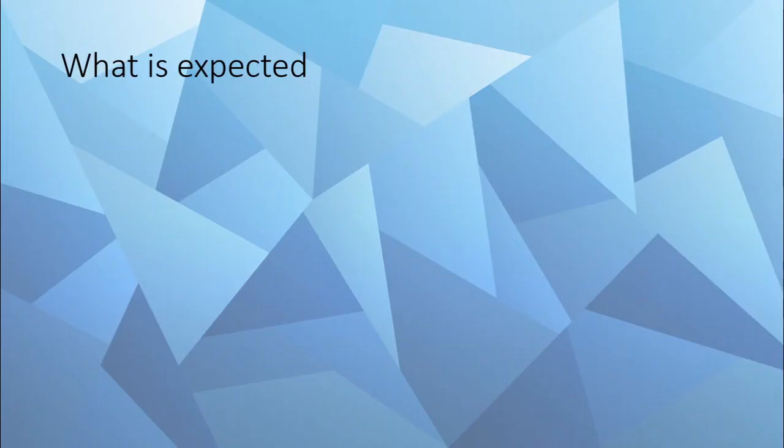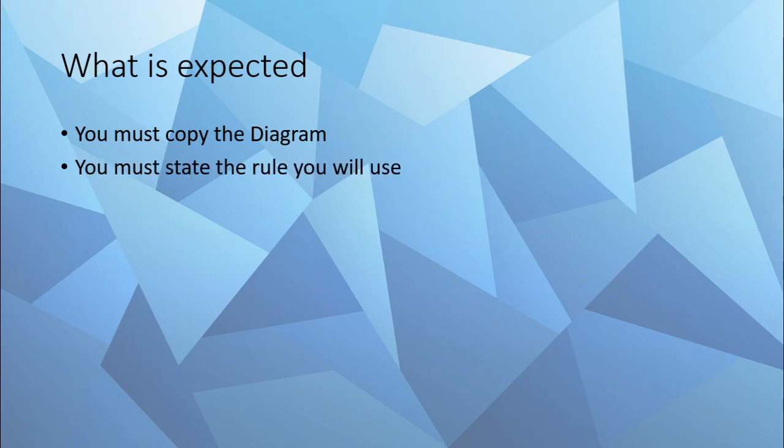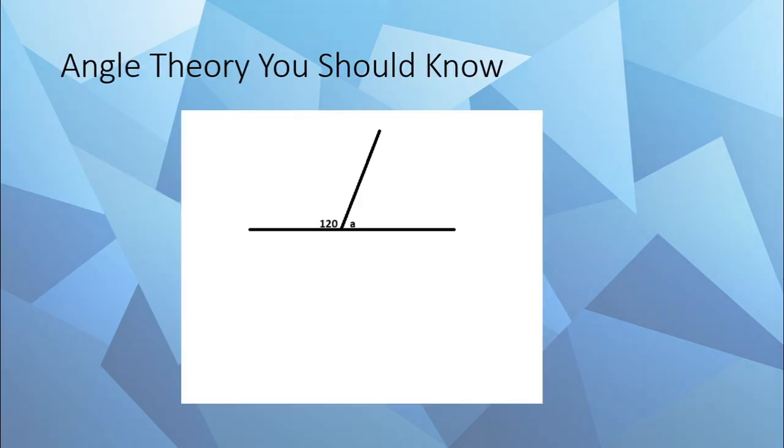Now, what's expected in terms of showing your working is that you will always draw the diagram. Otherwise, your working makes no sense. You need to state the rule that you're going to use in order to find the angles you're looking for, and you're going to set up an equation following that rule to solve it.